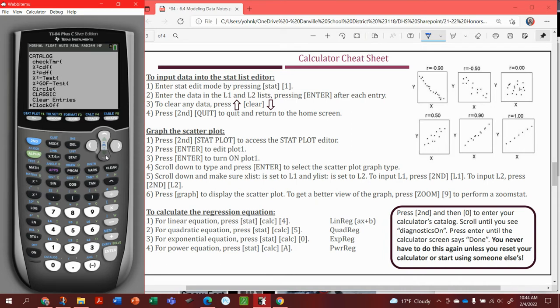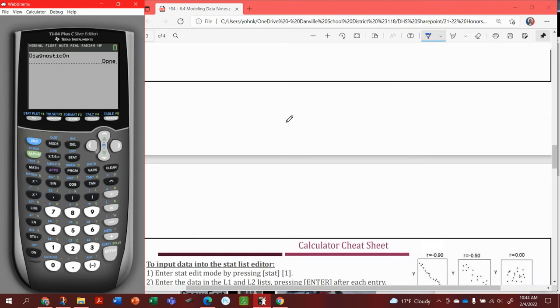So diagnostic on. We only need to do this once. And we're almost there. Diagnostic on. There we go. So we're going to hit enter until the calculator screen says done. That's what the directions say. Okay, so we only have to do that once.